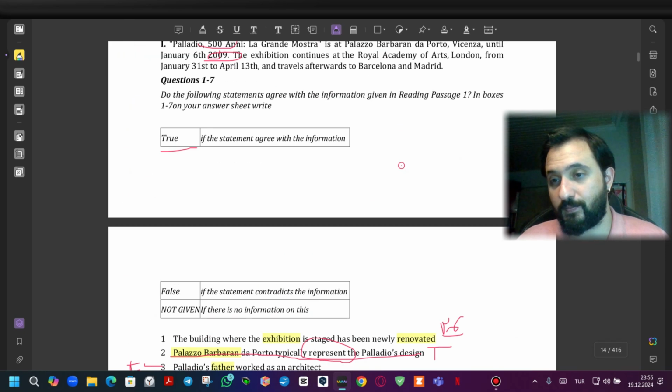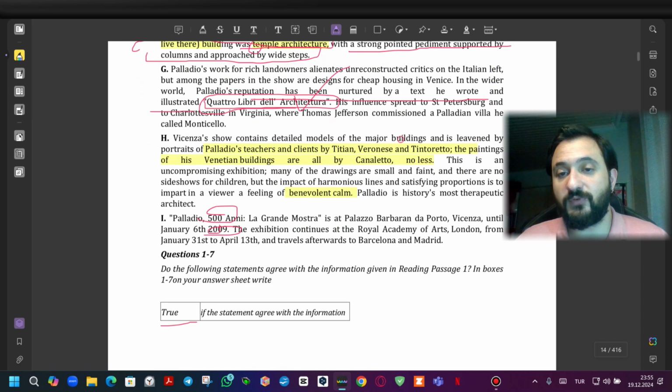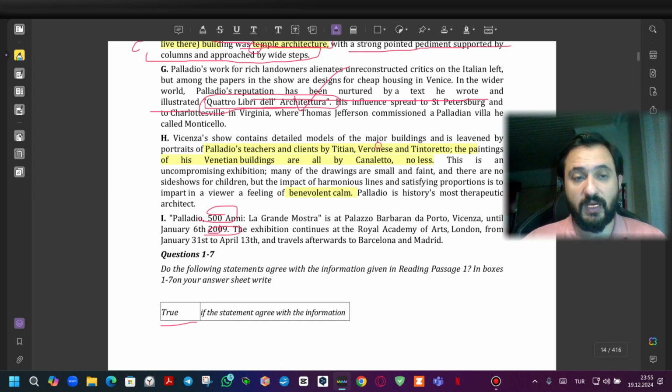Quattro Libri dell'Architettura. His influence spread to St. Petersburg and Charlottesville in Virginia, where Thomas Jefferson commissioned a Palladian villa he called Monticello. The show contains detailed models of major buildings and is enlivened by portraits of Palladio's teachers and climbers by Titian, Veronese, and Tintoretto. The paintings of his Venetian buildings are all by Canaletto, no less. So, interesting names. A classic architectural paper, of course.